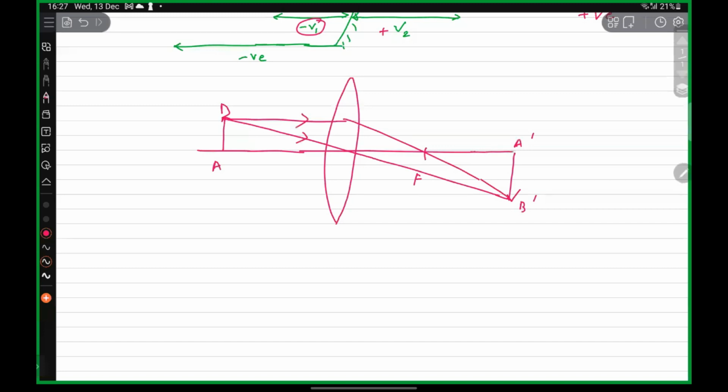Suppose now this is your object distance. Let's say this is U. This is your image distance. Let's say this is V. This is your object height. Let's say it is H1. This is your image height, that is H2. Now I'll ask serially, will U be positive or negative?